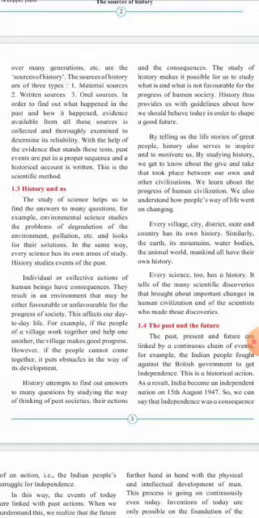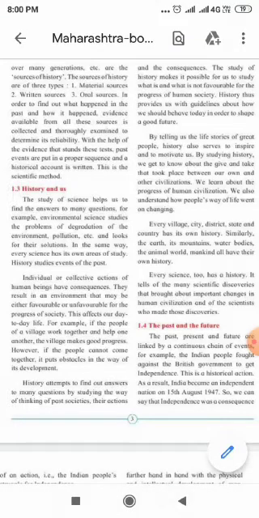Similarly, individual or collective actions of human beings have consequences. This results in an environment that makes either favorable or unfavorable progress of society. Our day-to-day life activities and behavior get affected.